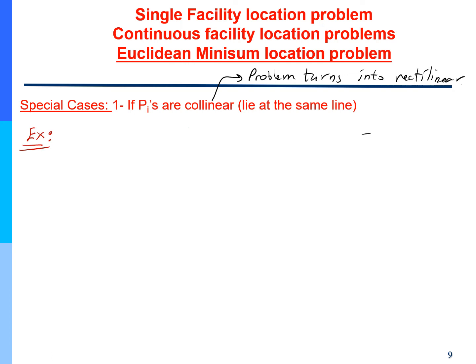Look, why are we interested in these special cases? Because we know that in the Euclidean problem, because of this square root thing, it is nonlinear and it is difficult to obtain a solution. But for these special cases, we still can find the optimal solution easily. Okay, now assume that Pi is equal to (ai, 0) for all i. That is, the yi values are 0 for all of them.